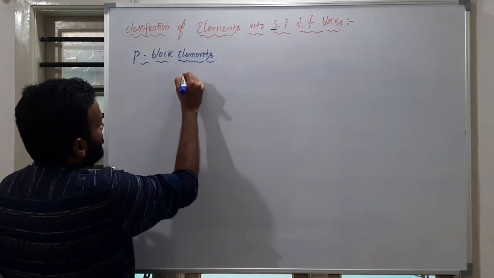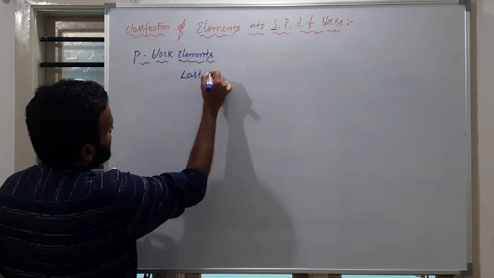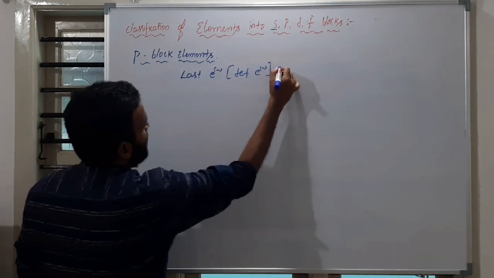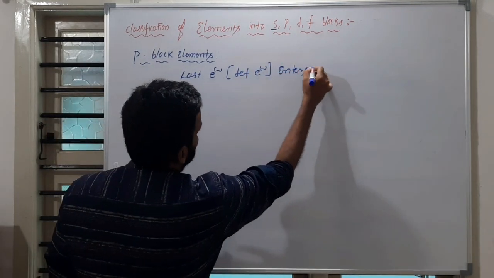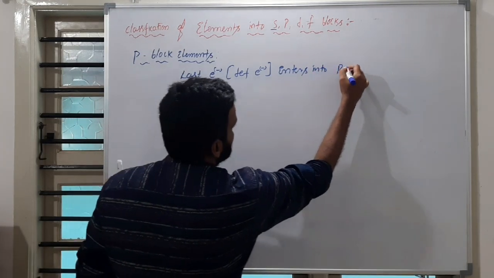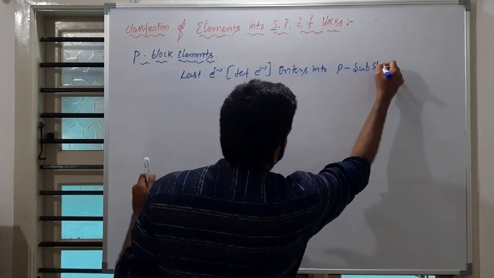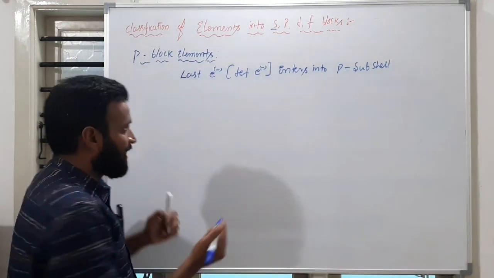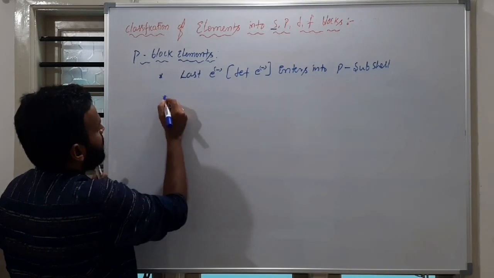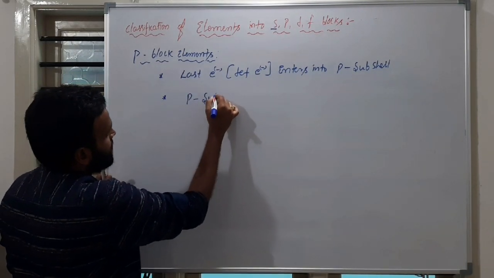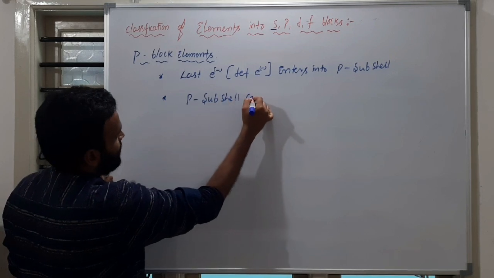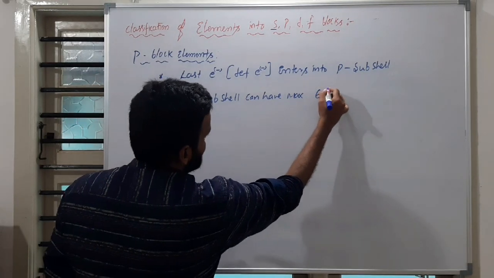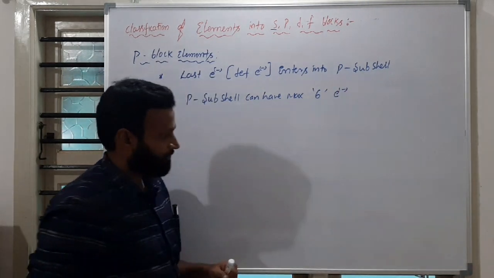Here also it is the same: the last electron, the differentiating electron, enters into what subshell, do you know? The p subshell. That's why they are called p block elements. The p subshell can have a maximum of how many electrons? Maximum 6 electrons. You know this already.